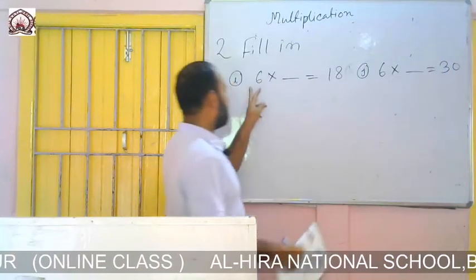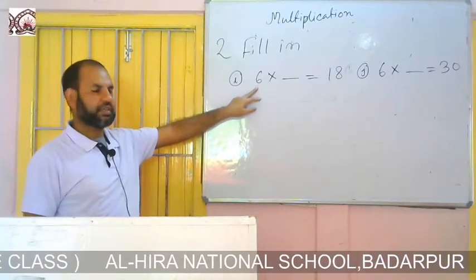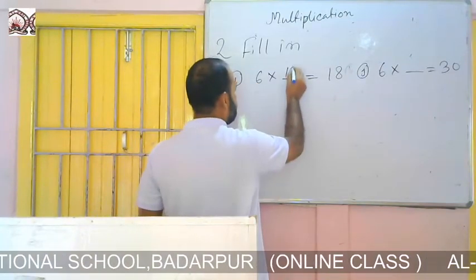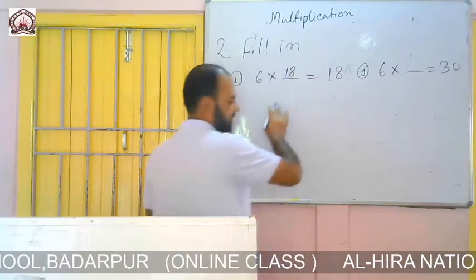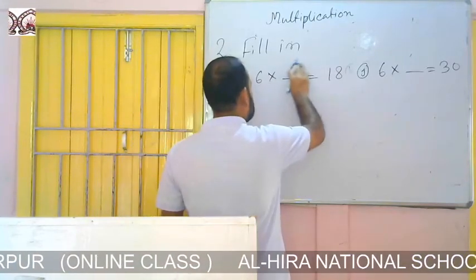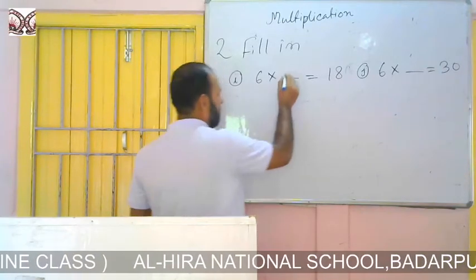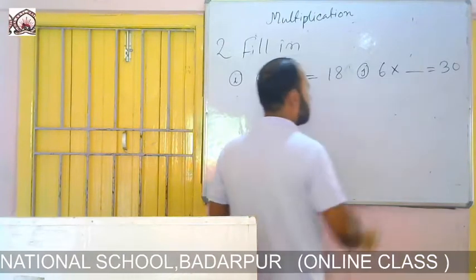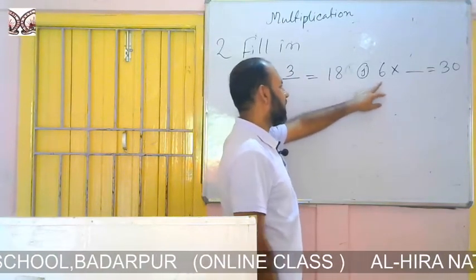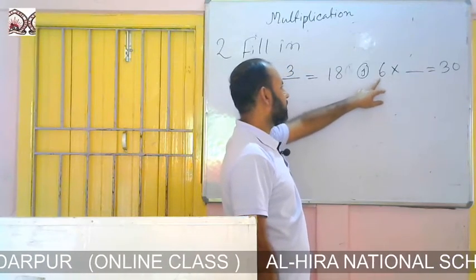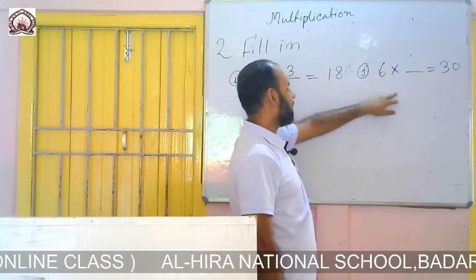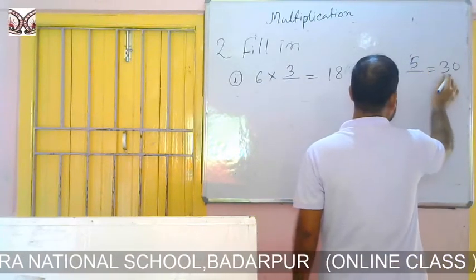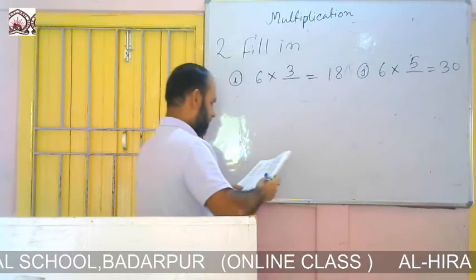So here we count table number 6. 6 1 is 6, 6 2s are 12, 6 3s are 18. Here 6 3s are 18. Again, 6 1 is 6, 6 2s are 12, 6 3s are 18, 6 4s are 24, 6 5s are 30. So 6 5s are 30. Next.